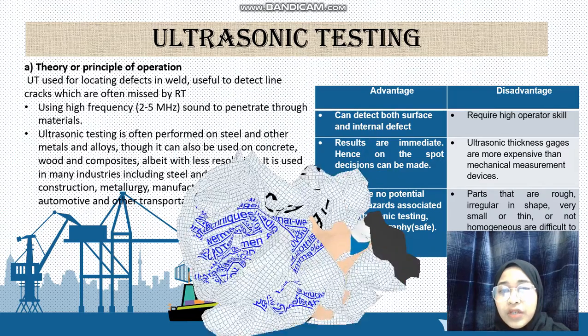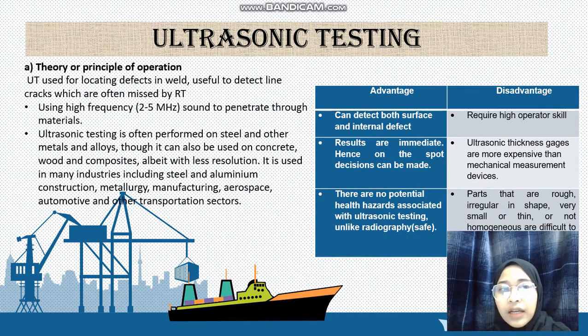Lastly is the ultrasonic testing method. Ultrasonic testing, or UT, is used for locating defects in welds, and is useful to detect line cracks which are often missed by RT, using high frequency sound, 2 to 5 megahertz, to penetrate through materials.